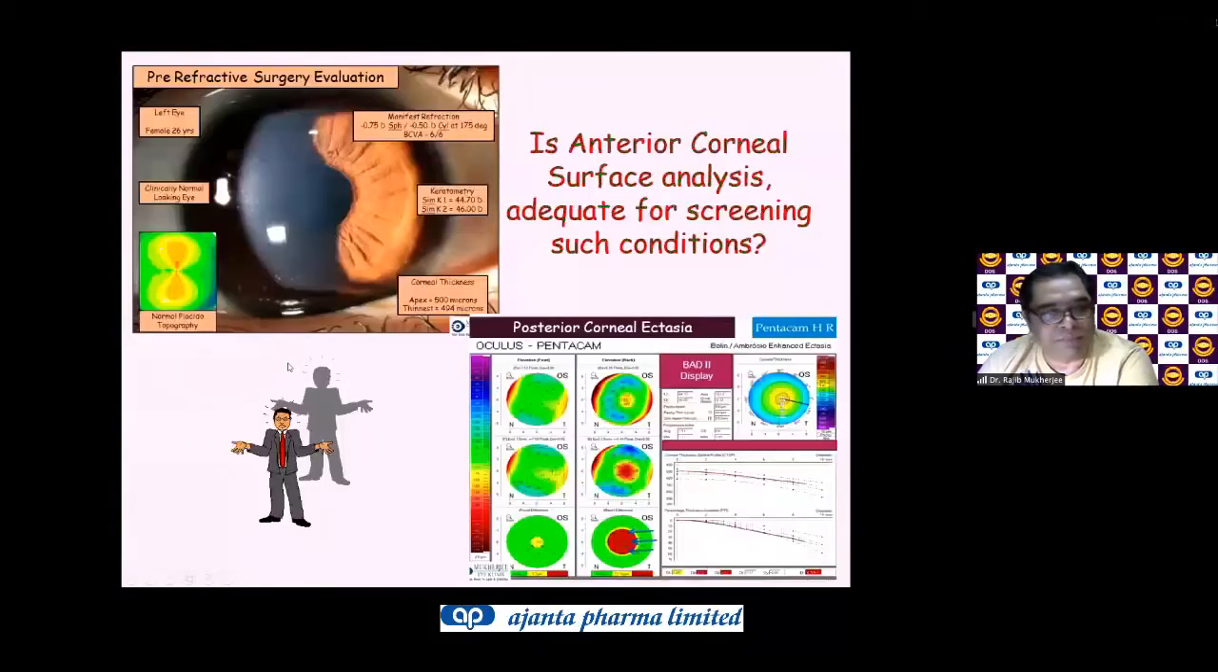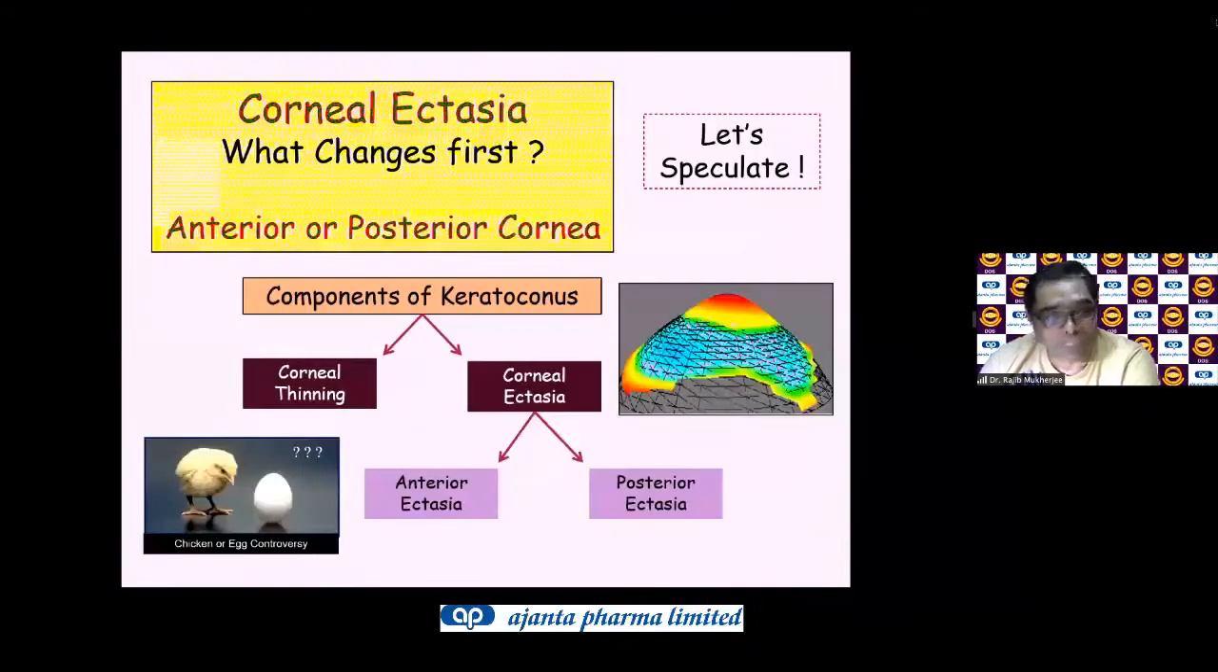As we had seen for this particular lady, a 26-year-old female, placido corneal topography was normal, but as soon as we took her to evaluate the posterior corneal curvature, we really found out that this was not an ideal candidate, someone we would not touch with a barge pole for refractive surgery. So we need to see the posterior surface and what are the components of keratoconus.